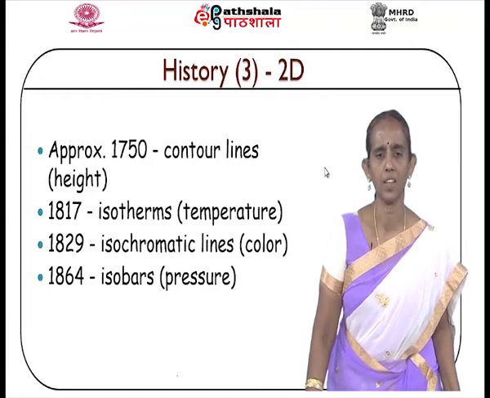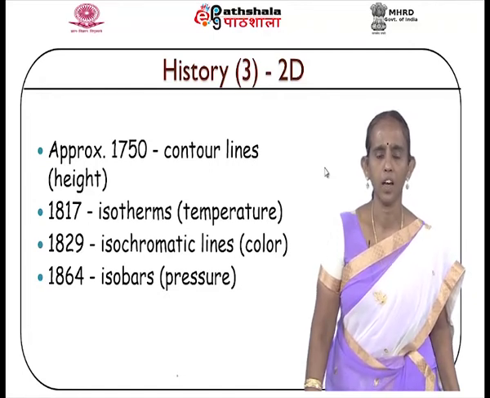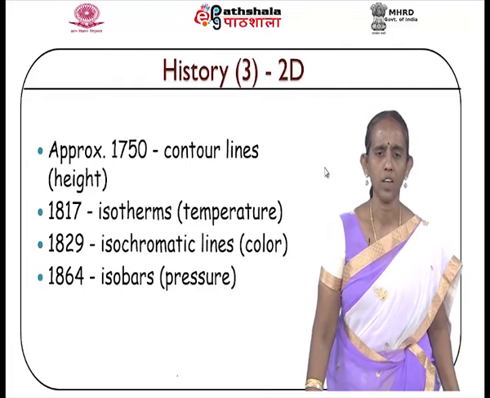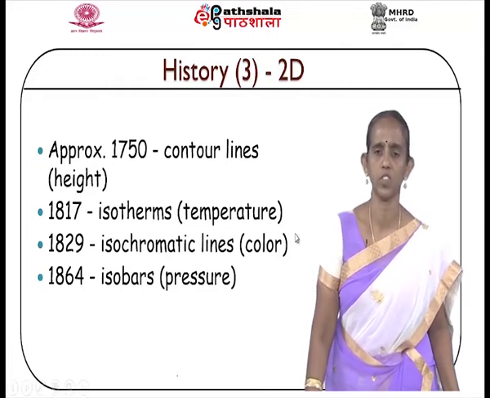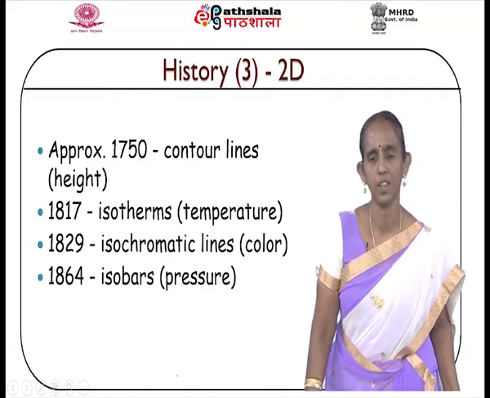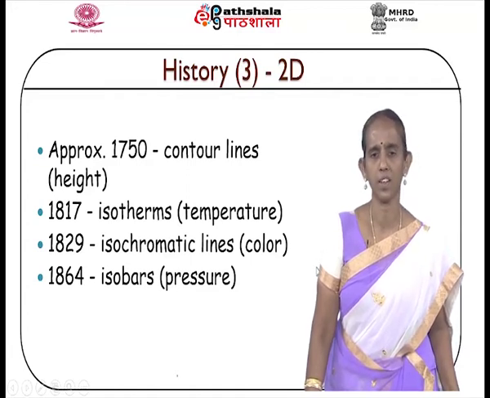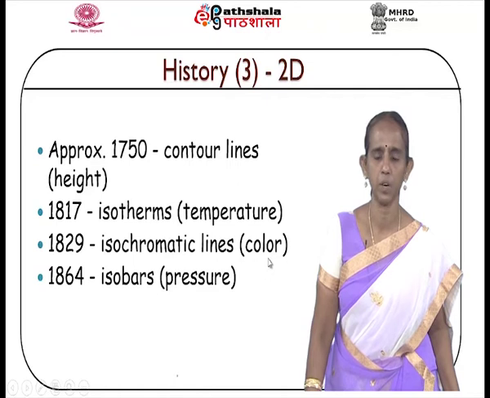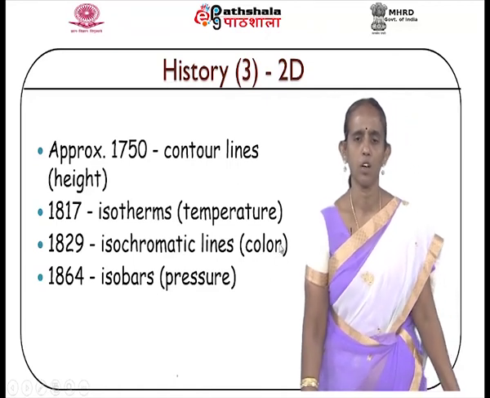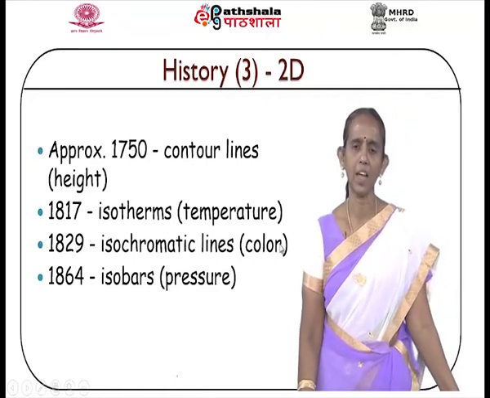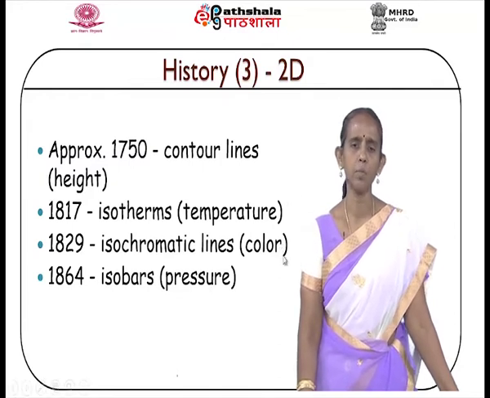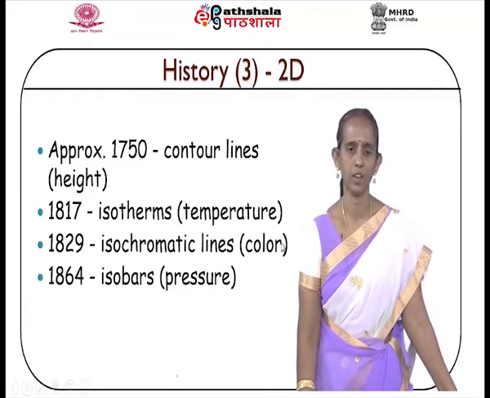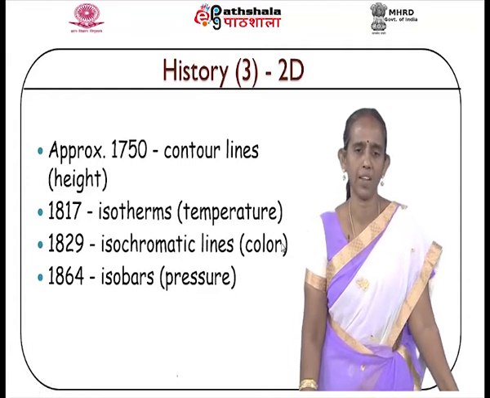Similar to that, in the year 1829, isochromatic lines were drawn. Isochromatic lines connect all the regions which have the same color information. Color can represent anything. It can represent the height, the temperature of a particular region, or any attribute related to a particular region. If lines of similar color are joined together, they form isochromatic lines.